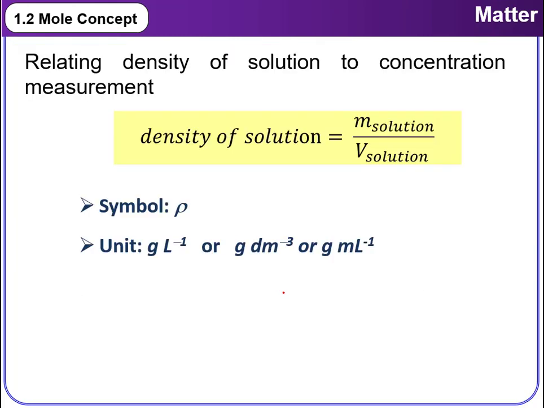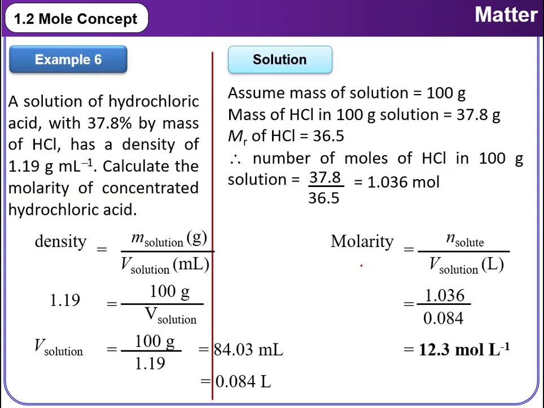How to relate the density of solution to the concentration measurement? Density, the symbol is rho. So rho of the solution, the density of solution, is equal to the mass of solution divided by the volume of solution. So the unit can be in gram per liter or gram per dm cube or gram per mil. It depends on the question.